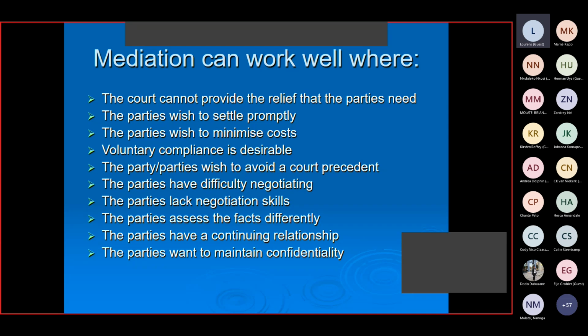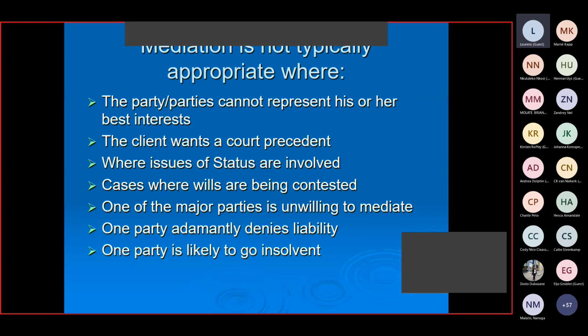The parties have a continuing relationship, most family matters and such, and the parties want to maintain confidentiality, similar with arbitration. So where mediation is typically not appropriate is where the party or parties cannot represent his or her best interests. And that's because in mediation, you can have lawyers present, but you're not going to mediate through lawyers. So the party is going to speak for themselves. And if they can't do that properly, that's again the power structure as well. Mediation might actually be damaging to one party.